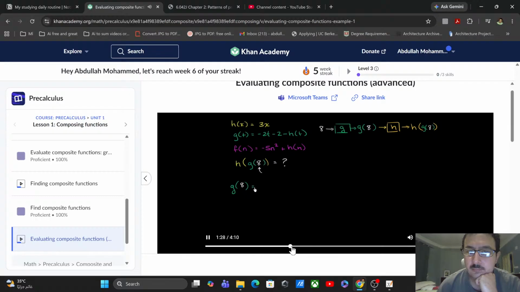g of 8 is equal to, well, g of t, we have our definition here. So our input now, instead of t, is 8. So every place where we see a t in this function definition, we replace it with an 8. So it's going to be negative 2 times 8, minus 2, minus, and this might be a little daunting, but let's just replace this t with an 8 and see if we can make sense of it. Minus 2, minus h of t.